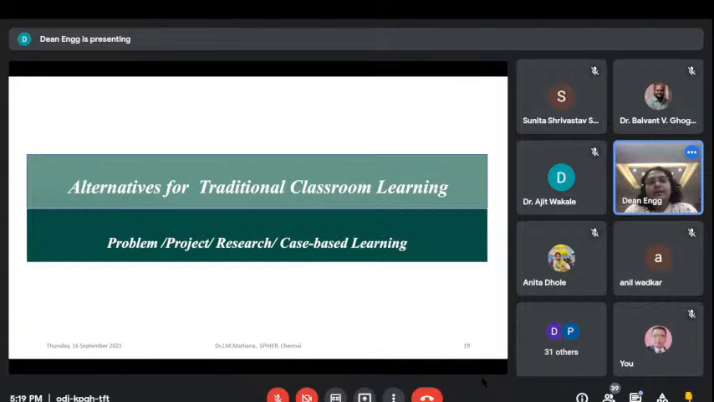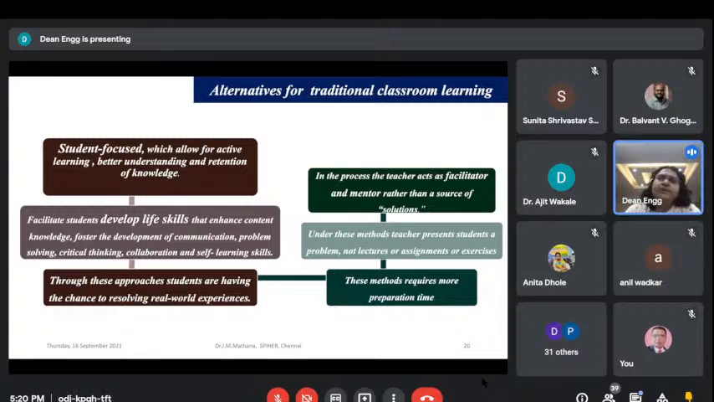That's why alternative learning like problem based learning, project based learning, research based learning, case based learning, and a number of other types are available. So why do we have to go for this alternative? What is the importance of this kind of learning?